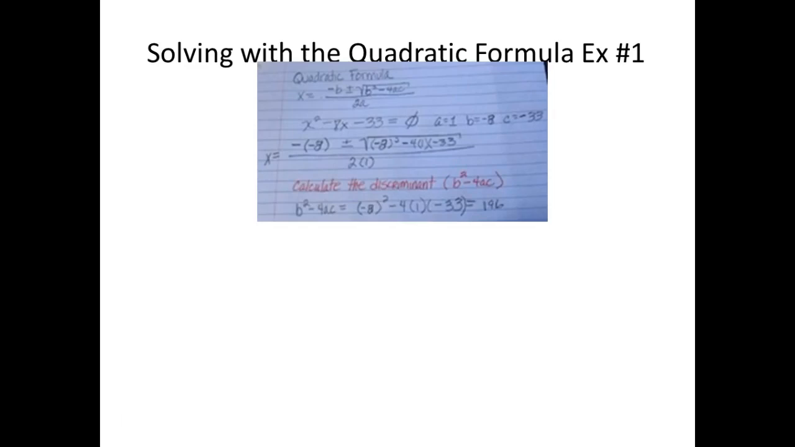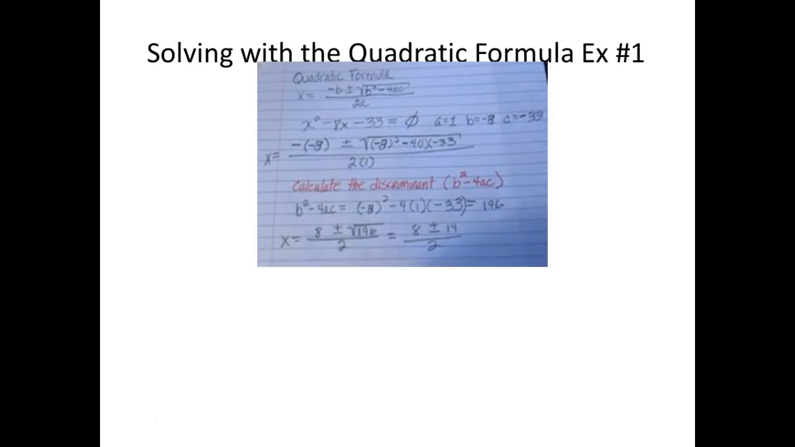Now the first thing you want to do is calculate the discriminant. b squared minus 4ac. So I plug in my a, b, and c values, and I see that my discriminant is 196. That is a positive number, so I know I will have two real number solutions.